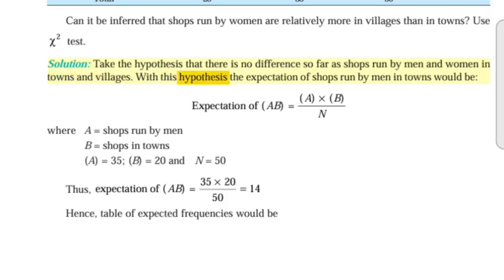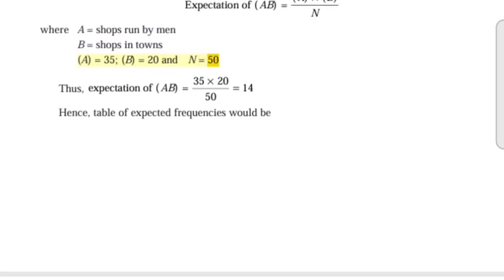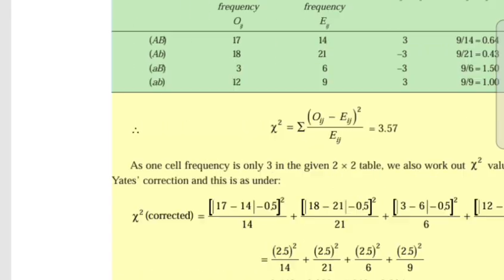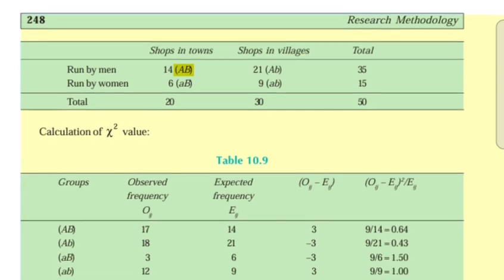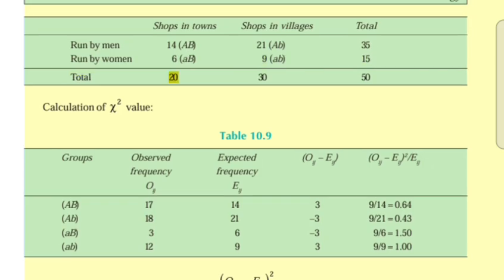With this hypothesis, the expectation of shops run by men in towns would be the expectation of (AB), where A equals shops run by men, B equals shops in towns, A equals 35, B equals 20 and N equals 50. Thus, the expectation of (AB) equals 35 times 20 divided by 50 equals 14. Hence, the table of expected frequencies would be: shops in towns, shops in villages, total. Run by men 14, 21, 35. Run by women 6, 9, 15. Total 20, 30, 50.